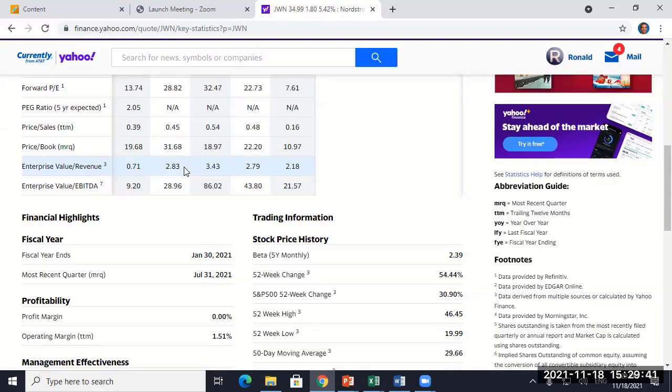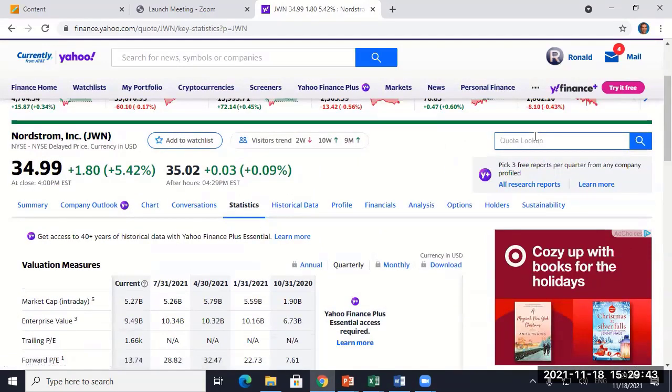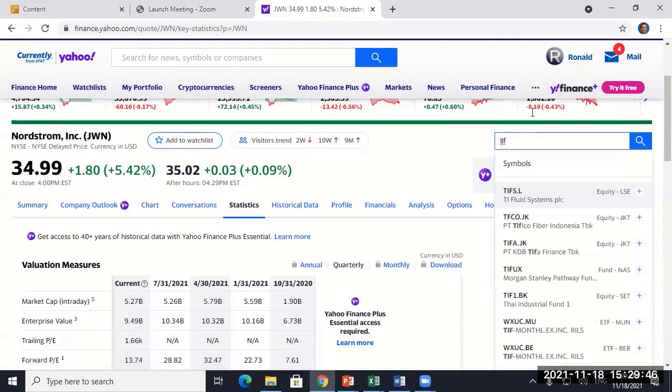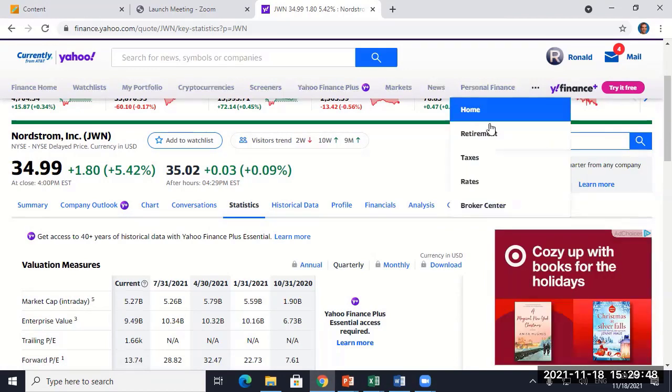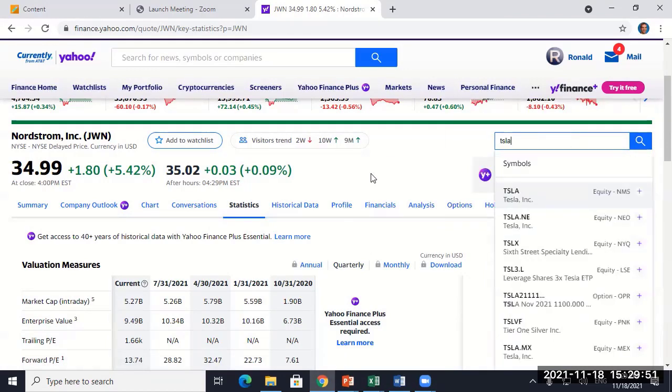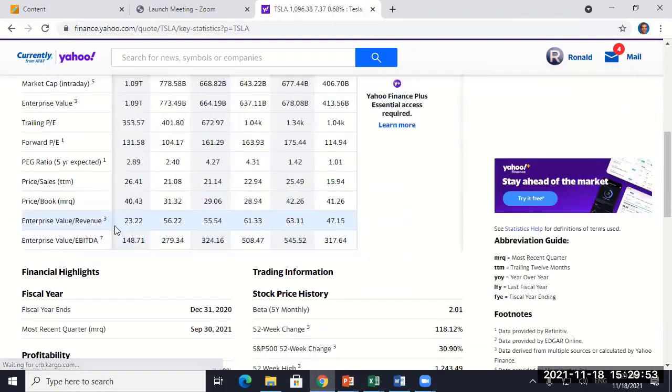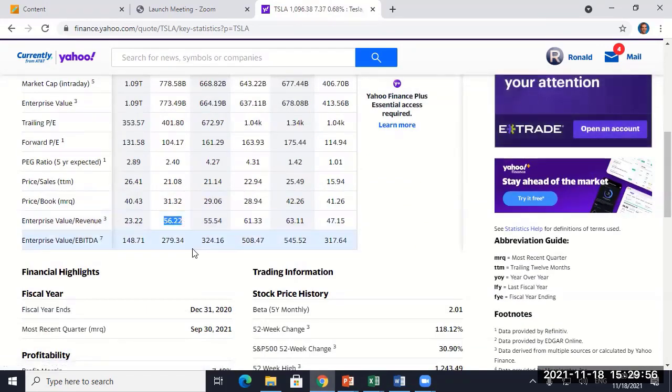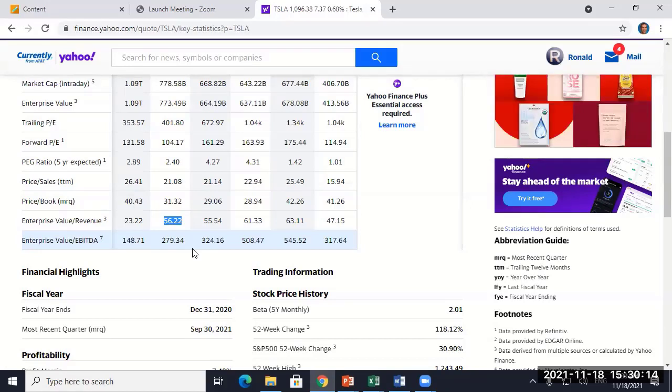But you've got to make sure, and I don't know if Tiffany's is even trading anymore. Did they go private? So I can't even show you Tiffany's. I can't think of a really good one. Well, we can do TSLA. There's their enterprise value to revenue, 56. That is insanity. That is absolutely crazy. $56, not $56 for $1 of earnings, $56 for $1 of revenue. I mean, that is crazy, isn't it?